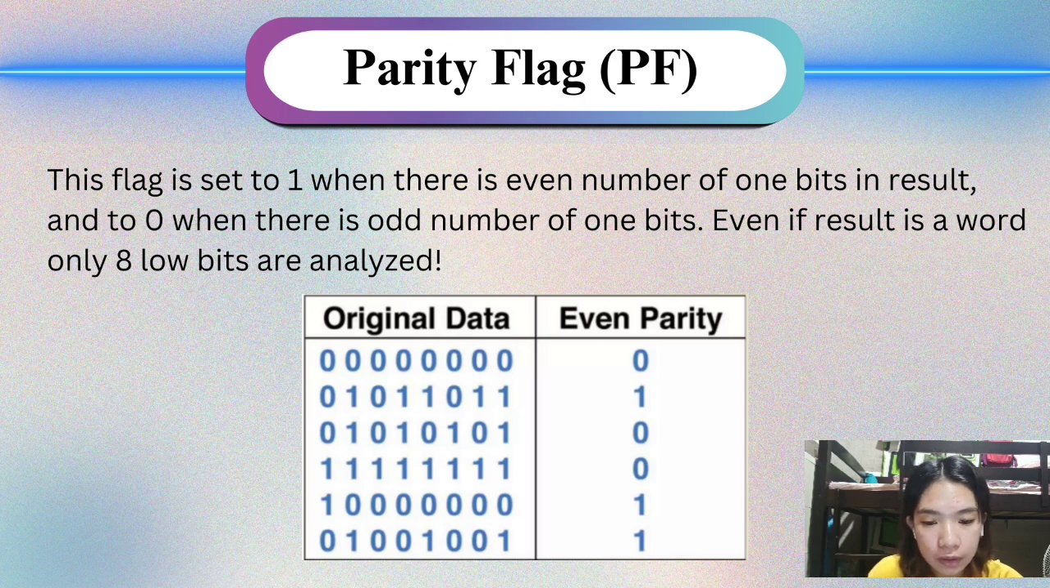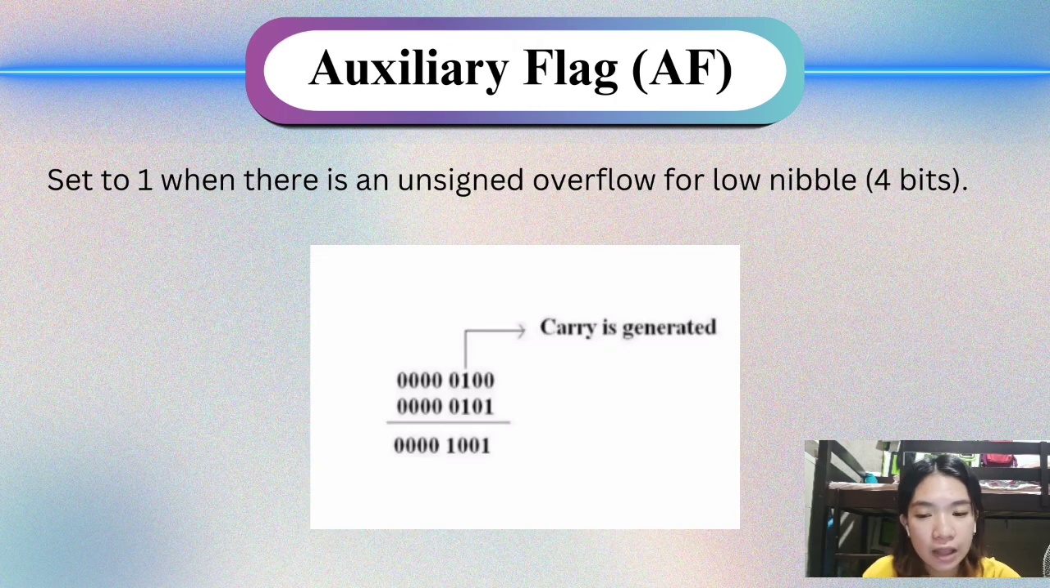And next we have the auxiliary flag. It is set to 1 when there is a signed overflow for the low nibble, or 4 bits. So AF is equal to 1 if there is a carry out from bit 3 on addition, or there is a borrow into bit 3 on subtraction. AF is equal to 0 otherwise. AF is used in binary coded decimal, or BCD, operations.